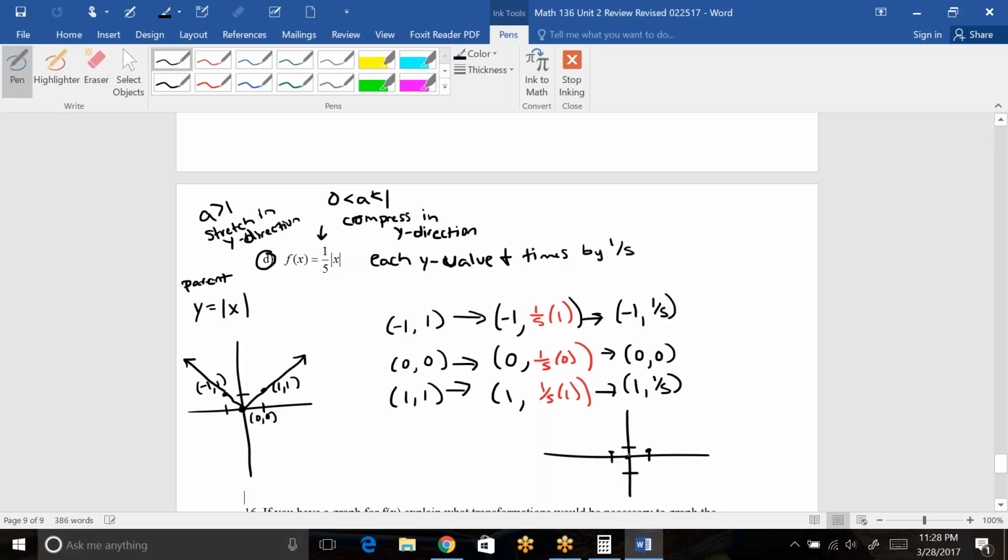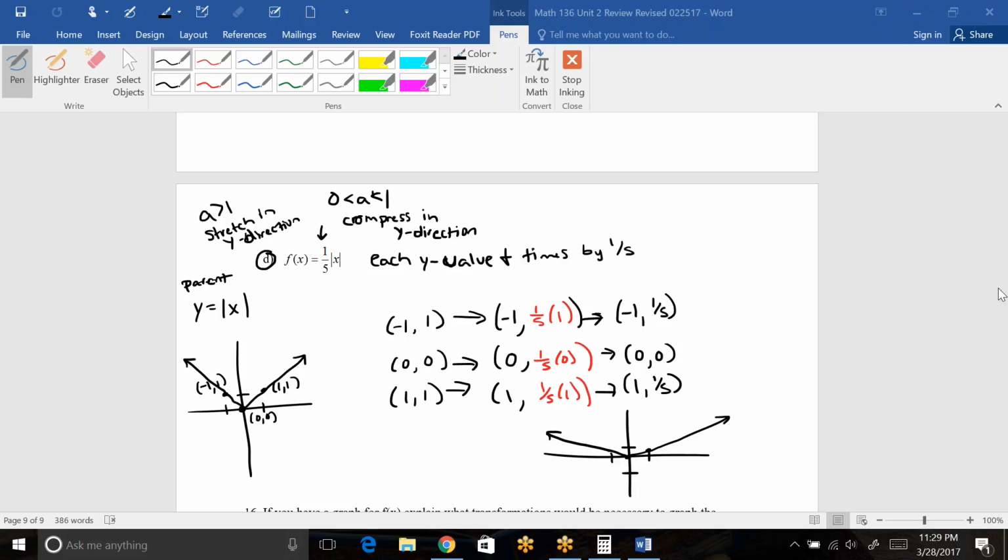So notice this V is growing really slowly. It's really wide. That was not a good V. So here's -1, 1/5, and then that's growing really slowly. So notice this normal shape has been squished down vertically. Are we okay on that one?